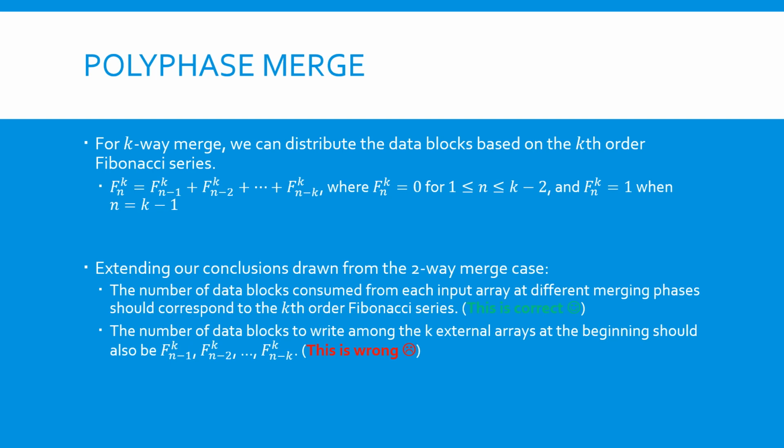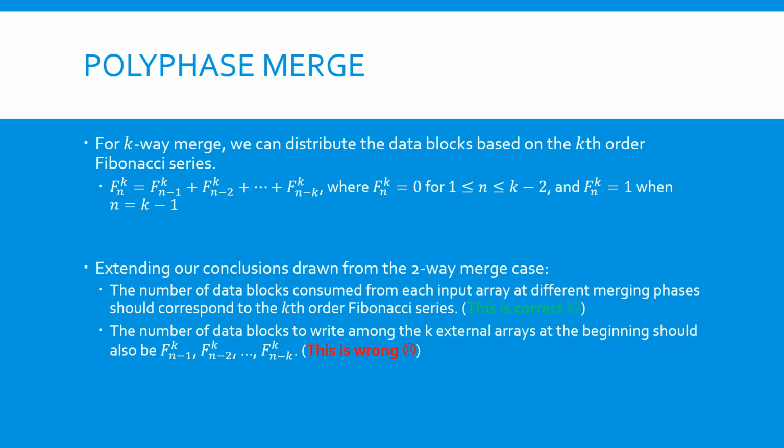This is because each external array now needs to serve as input array for k times before it serves as the output array again. Therefore, the number of data blocks that are written to the array should equal to the sum of consumed data blocks of the k subsequent merge phases. In other words, the next number in the series is the sum of the k numbers before it in the series. This is exactly the definition of the kth order Fibonacci number. Please see the formula shown in the slides for its formal definition.